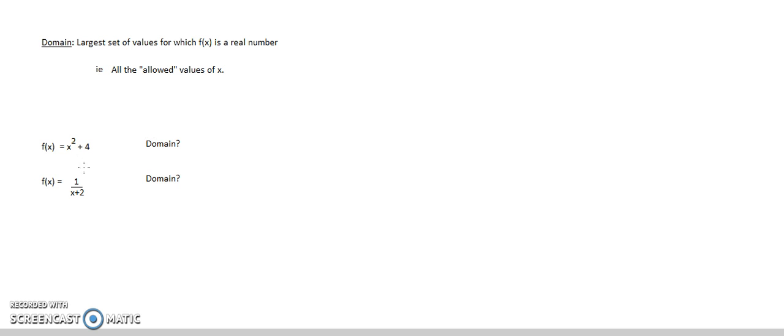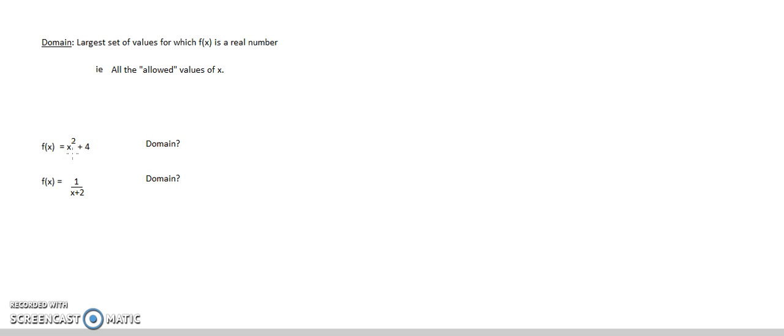Alright, so let's look at a couple of examples here. Let's say that f of x is x squared plus 4. And we want to know what is the domain. Well, the domain is saying what are the allowed values of x. Sometimes it's easier to try to figure out what isn't allowed. So let's go through all the things that we could possibly plug into x. So can we plug positive numbers in for x? Can we take a positive number, square it, and add 4? Yes, of course we can.